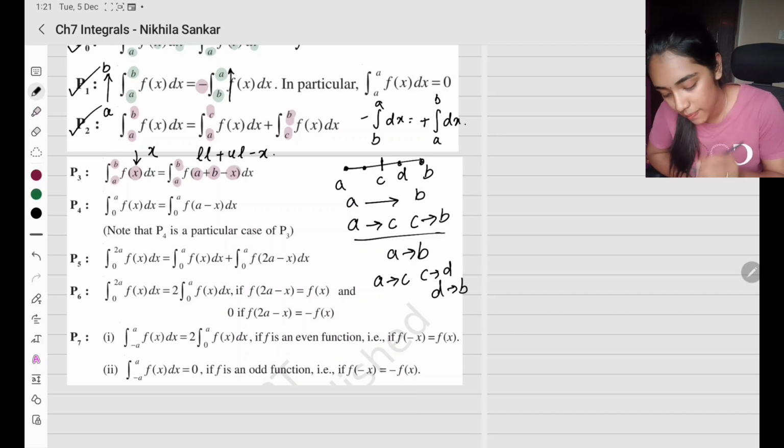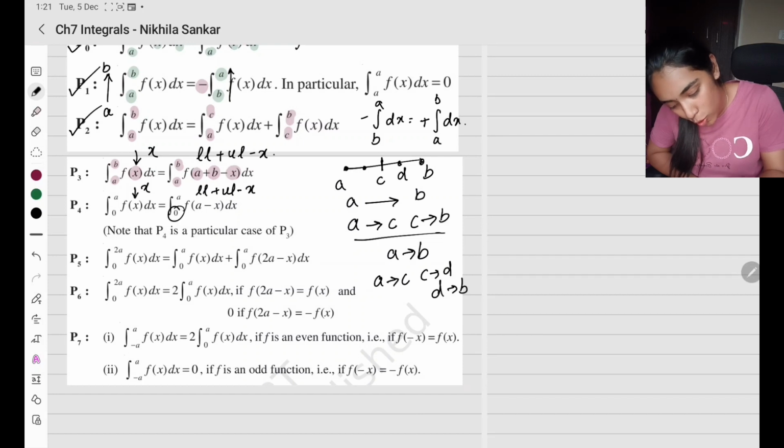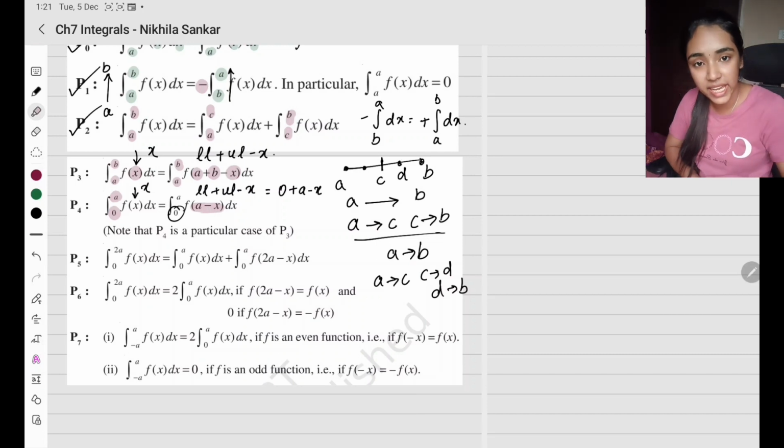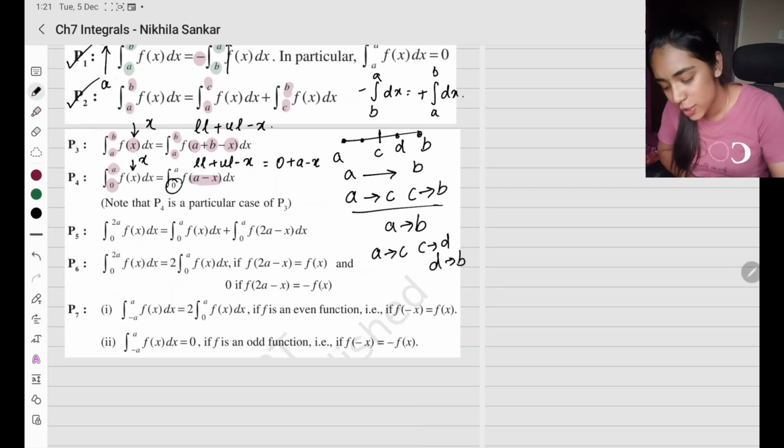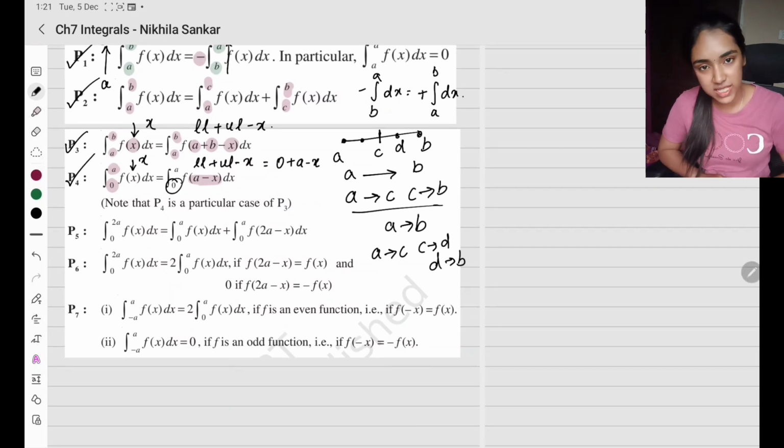அதே formula தான் next property. X becomes lower limit plus upper limit minus x, where my lower limit is 0. So 0 plus upper limit a minus x. So in the formula ரொம்ப useful இருக்கும். So 0 to any integral, you can simply substitute the value of a inside the function and solve it. It becomes very easy. Okay. You will solve questions, then you will understand. So these are the 2 properties.